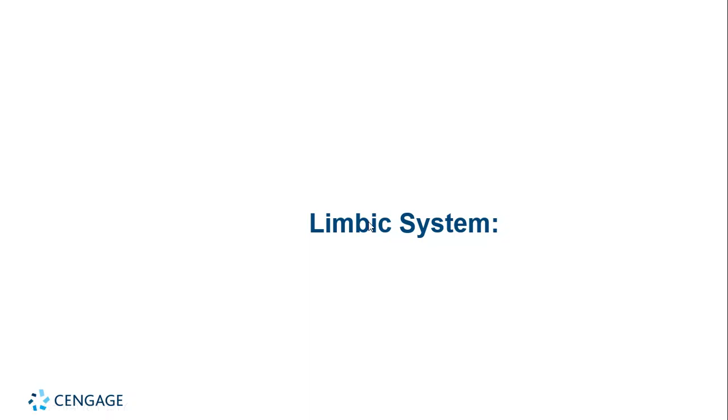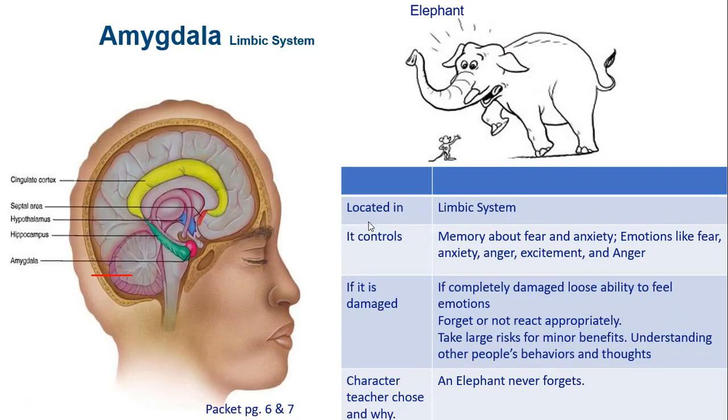Now, I want to talk a little bit about the limbic system. Your limbic system is in the center of your brain. So you're seeing the brain here kind of split in half, and the limbic system is right in the middle. And everything that's on the left-hand side is also going to be on the right-hand side. It's just like your neocortex that has two parts to it.